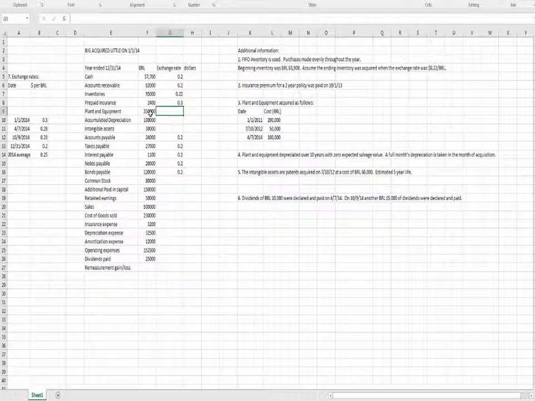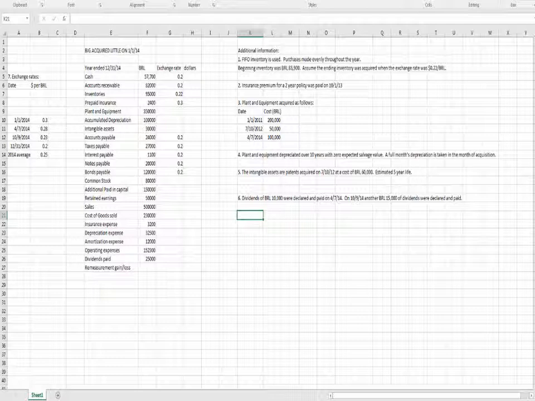Property, plant, and equipment. Another non-financial asset that needs to be converted at the rate that existed when it was acquired. So we've got a total of 350,000 reals of property, plant, and equipment, and they give us a little schedule here. Of that 350,000 reals, 250,000 was owned by Little when we acquired them, so that's going to be converted at the old January 1st rate of 30 cents per real. The remainder was acquired on April 7th when the exchange rate was 28 cents per real.